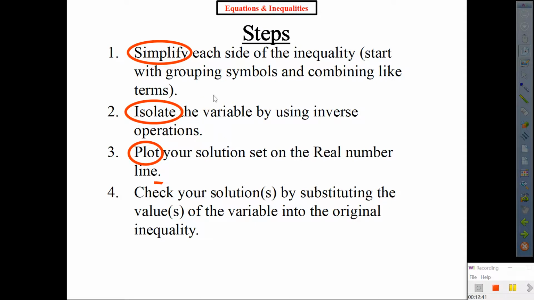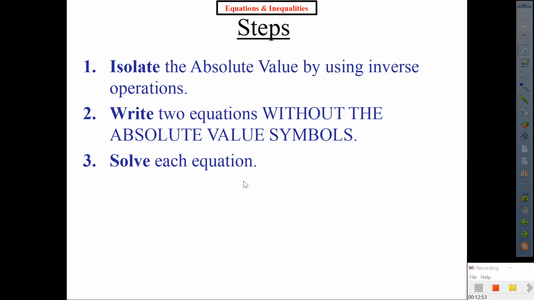So I want you to write these steps down underneath your prayer model. 3 steps. And it reads, number 1, isolate the absolute value by using inverse operations. Number 2, write 2 equations without the absolute value symbols. And step 3, solve each equation. Copy that. I'll give you a minute.